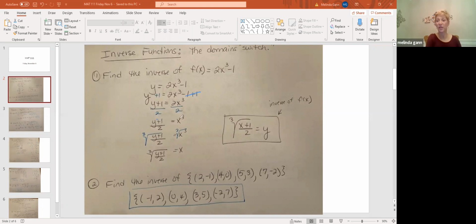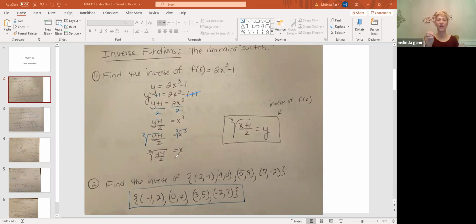Then how do you get rid of a cube? Remember, you have to take the cube root of both sides. So I took the cube root of this side and the cube root of that side. The cube root of x cubed is just x, and I have the cube root of y plus 1 over 2. So you isolate x.